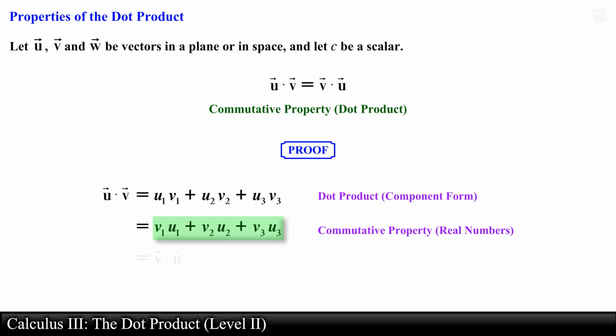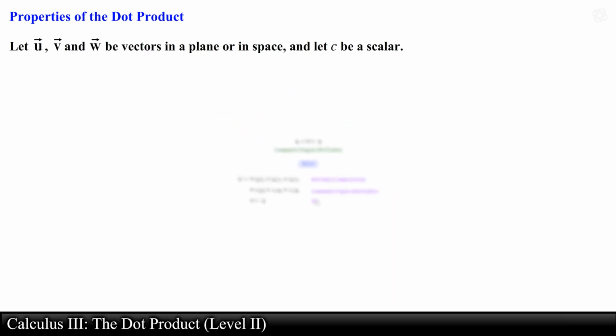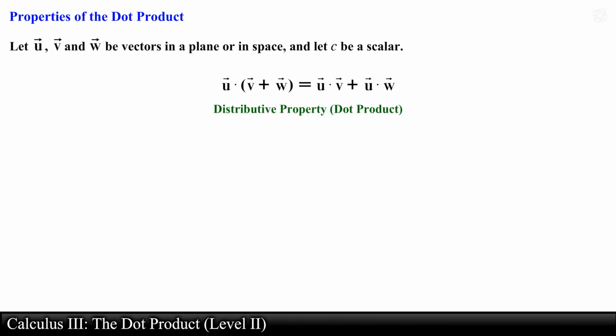This expression is essentially v dot u, and this ends the proof. Okay, the next property is u dot the quantity of vector v plus vector w is equal to u dot v plus u dot w. This is essentially the distributive property for dot products. The proof of this property is very similar to the previous property.